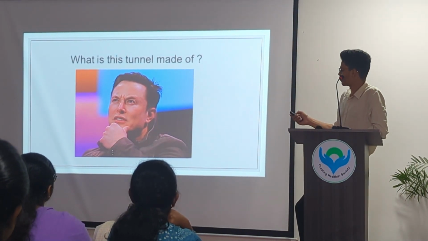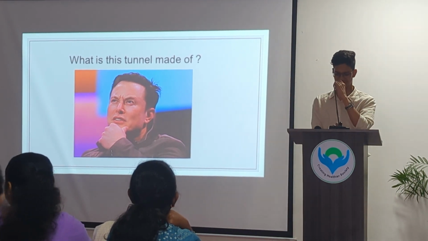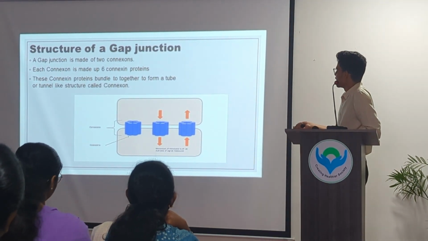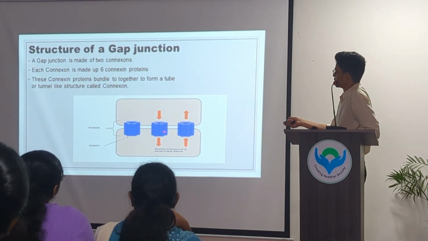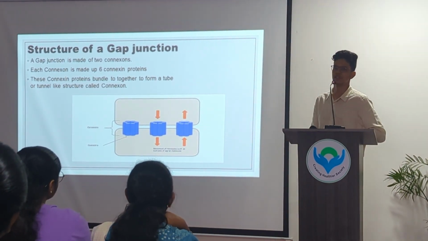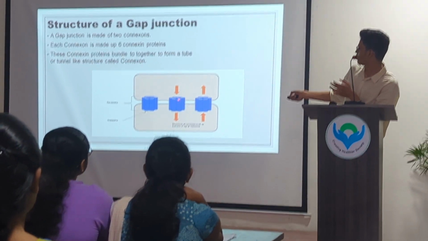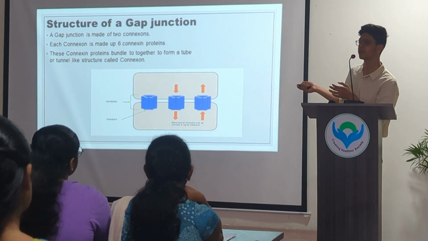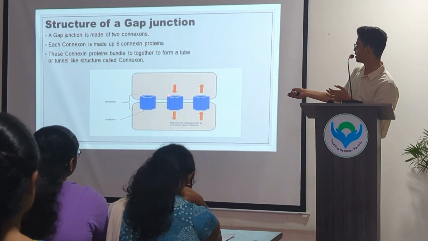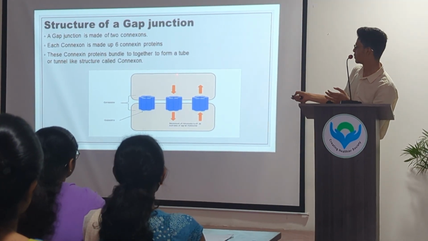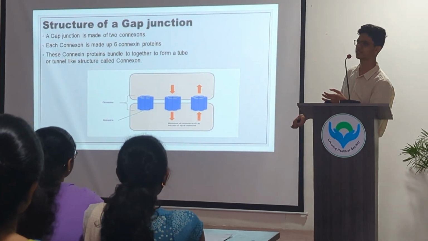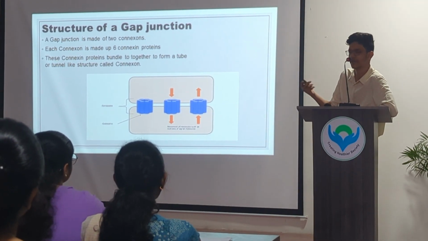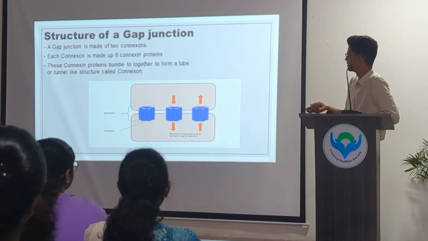And what is this tunnel made of? This tunnel consists of two connections, okay? And each connection is a bundle-like tube. You see this hollow space, so this is where the ions transfer from. And it has 6 connection proteins, like hollow cylinders, that join together to form this gap in the middle, through which the exchange of ions occurs. And why is it important, what purpose do they serve, and where are they found? That we will discuss in the next slide.